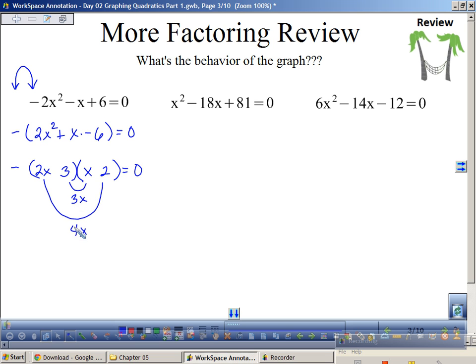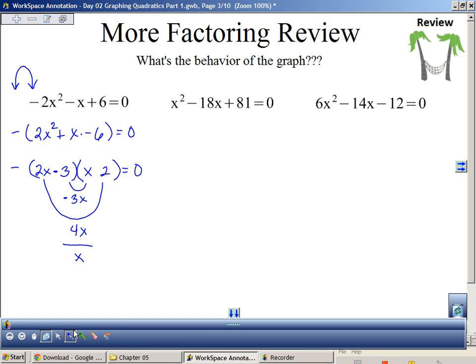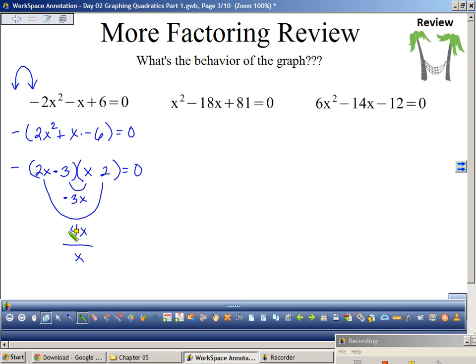If I made one of these negative, I would have 1x. So which one's got to be negative? 3. Right? Because this would make it negative 3x. Do you see how I did that? Now it's negative 3x and positive 4x makes x. And that's what we needed right there.